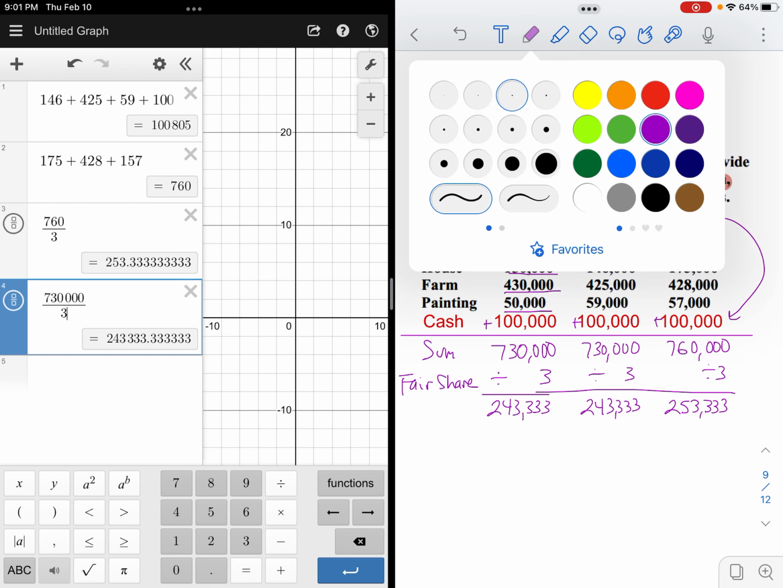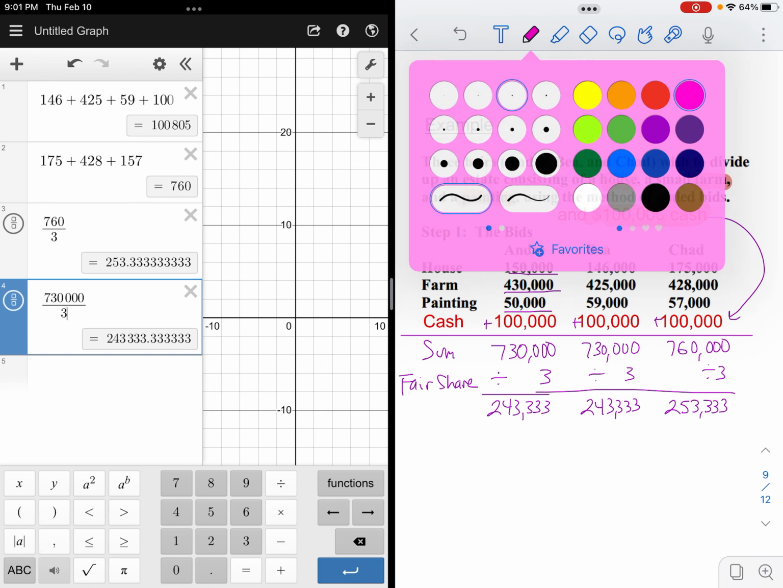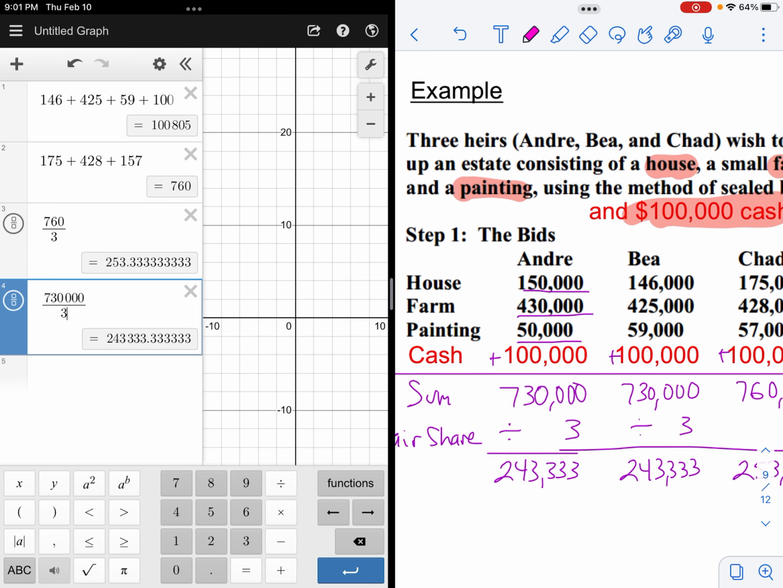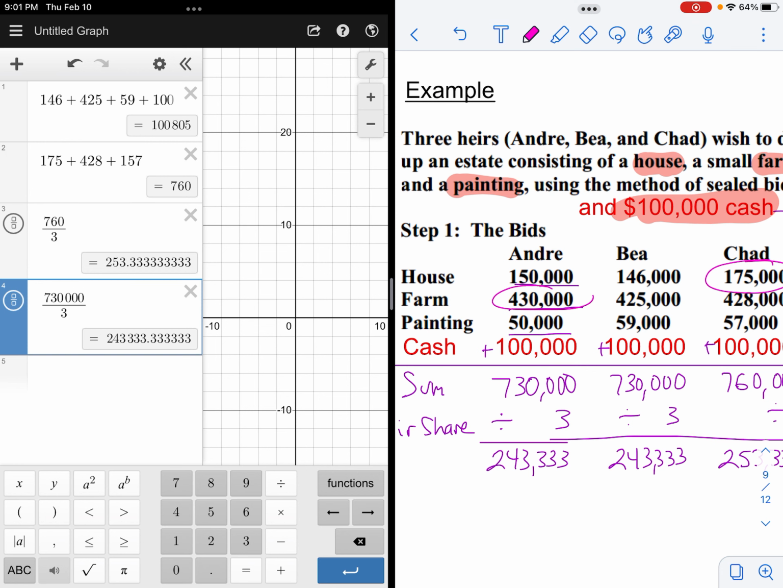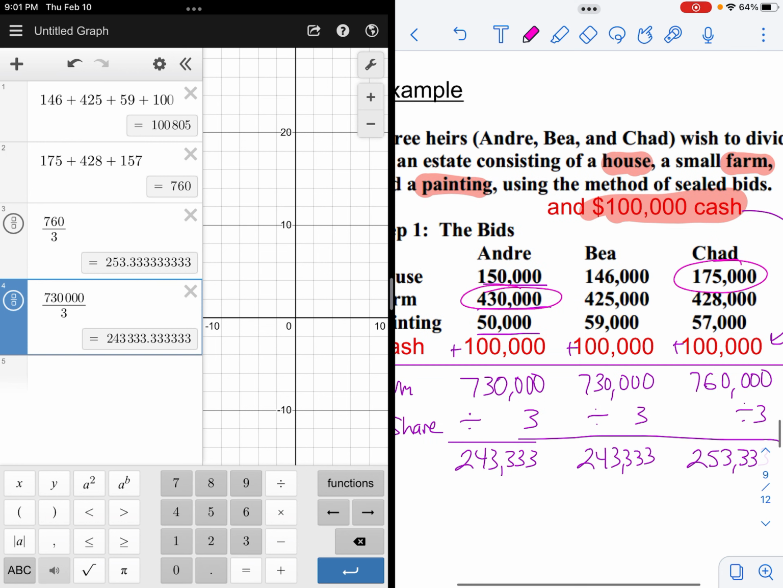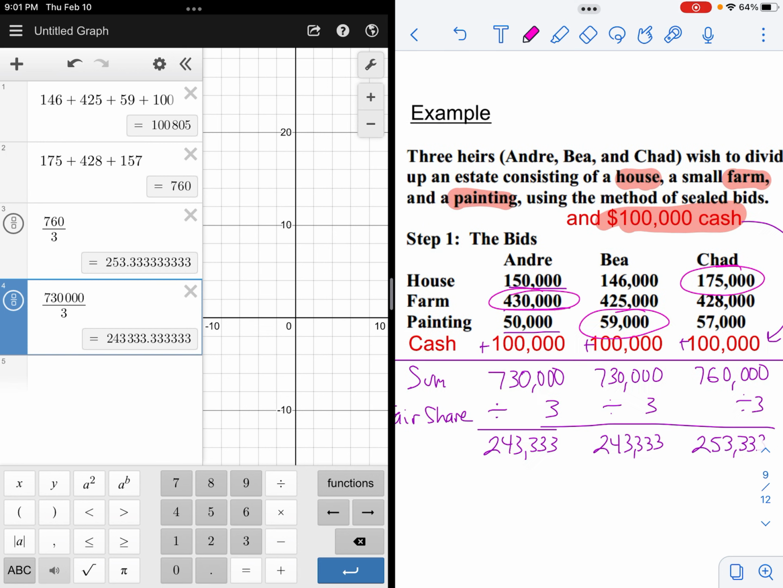Okay, now next step is you give out the items. So who wins what? So who bid the highest on the house? Well, that would be Chad. Chad bid the highest on the house. Andre bid the highest on the farm. And the painting was B. The cash is just a standard amount for every single person, so that's not something anyone is awarded yet till the end. Okay, so now we subtract.